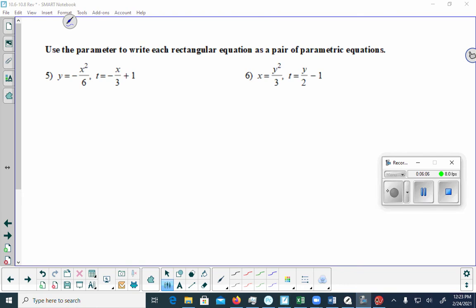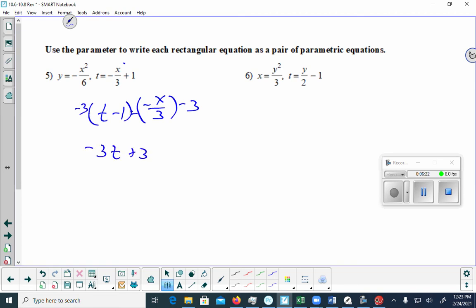So what I'm going to do is I'm going to take the equation that has t in it, and I'm going to solve for either x or y, whatever it happens to be. In this case, it's x. So I'm going to say t minus 1 is equal to negative x over 3, and then multiply both sides by negative 3. I'm going to have negative 3t plus 3 is equal to x. And that's one of my equations. Parametric equations, I have to have two equations. So that's going to be one of my equations.